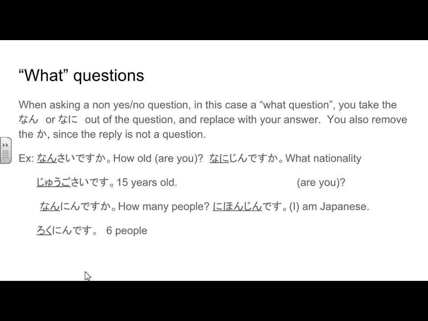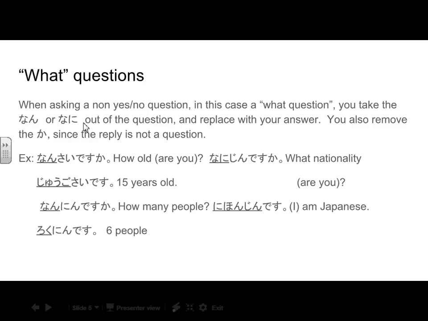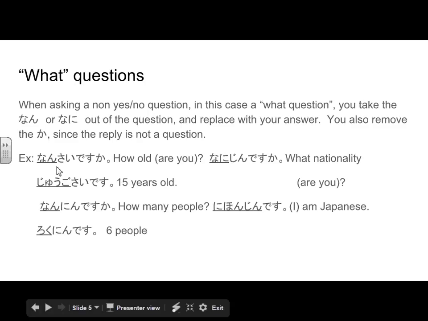There are going to be several questions in this chapter that use the word what, which is nan or nani. Whenever you get a question like this, you take the nan or the nani out, and then you replace it with your answer. And then, of course, you eliminate the ka at the end because the reply is not a question. For example, nansai desu ka?